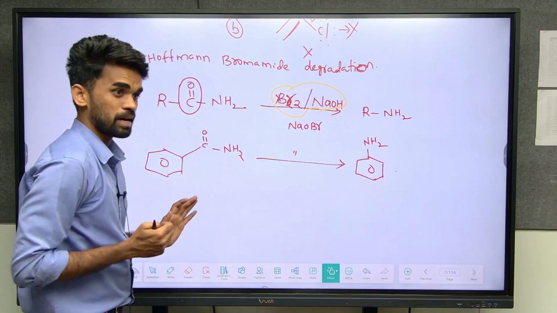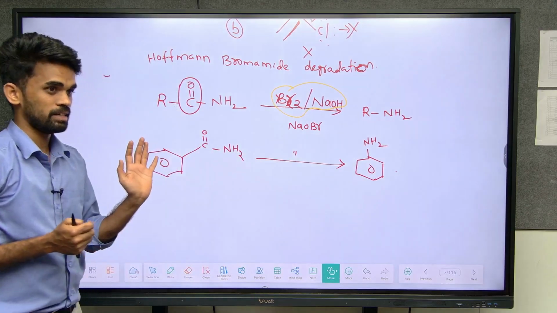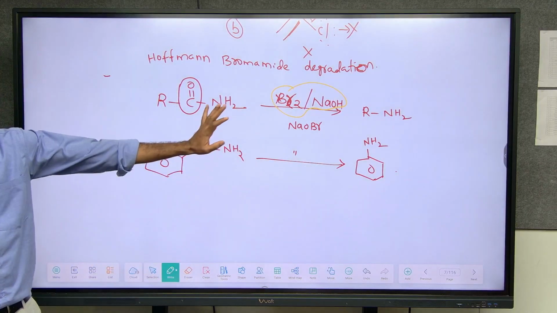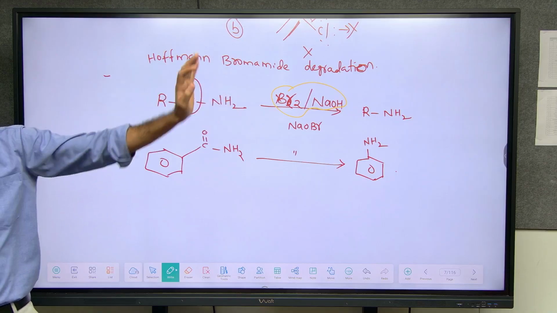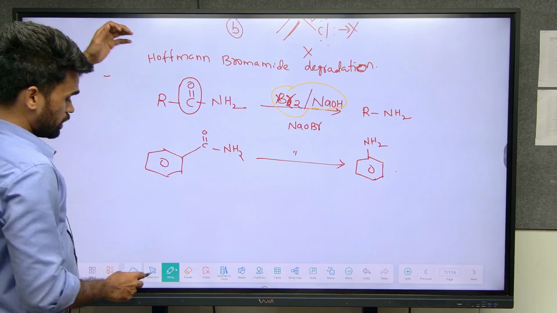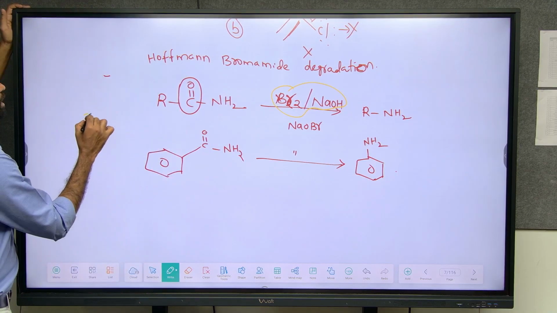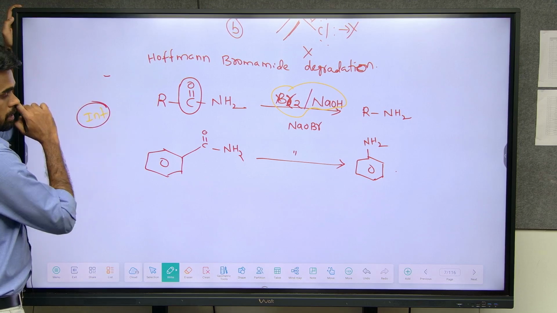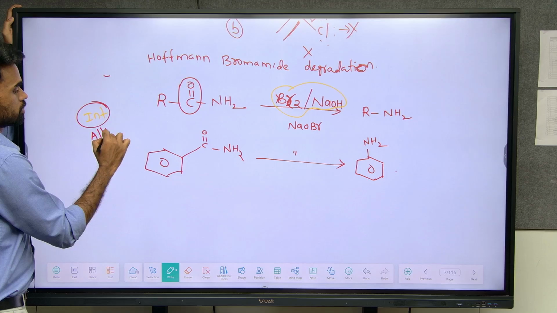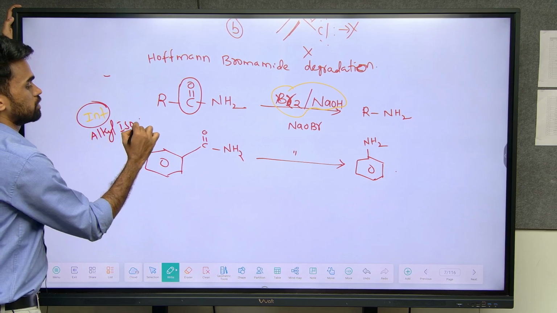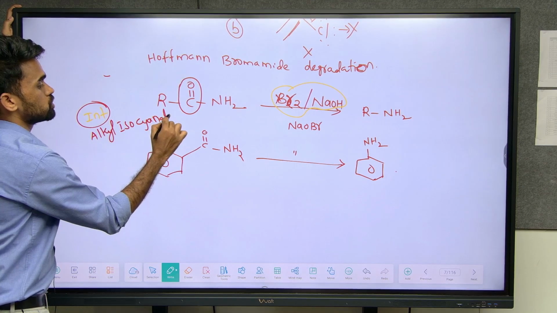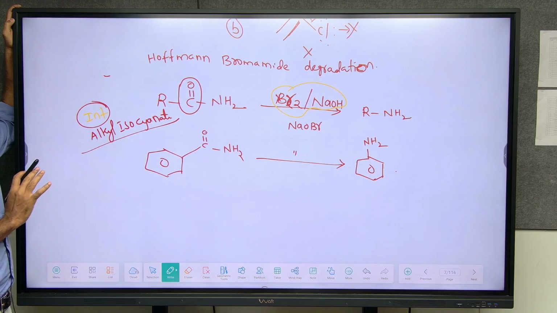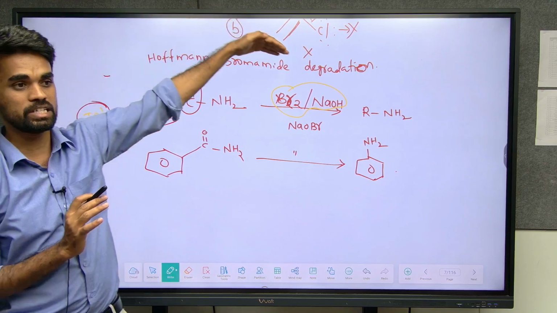I'm not explaining the mechanism. If you see the mechanism, you will really be scared. So that's why I'm giving the answer directly. I mean, the reaction is a single step. Now here, during this reaction, they will ask about the intermediate. What will they ask? The intermediate. Alkyl isocyanate. What is the intermediate? Alkyl isocyanate is the intermediate.